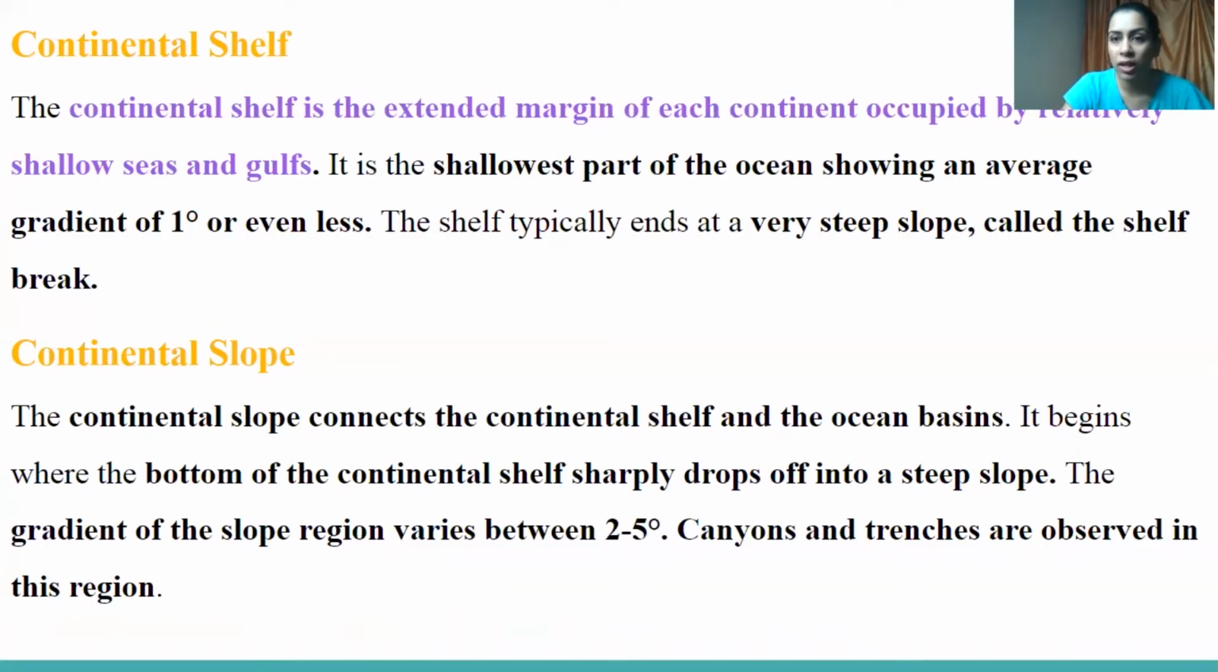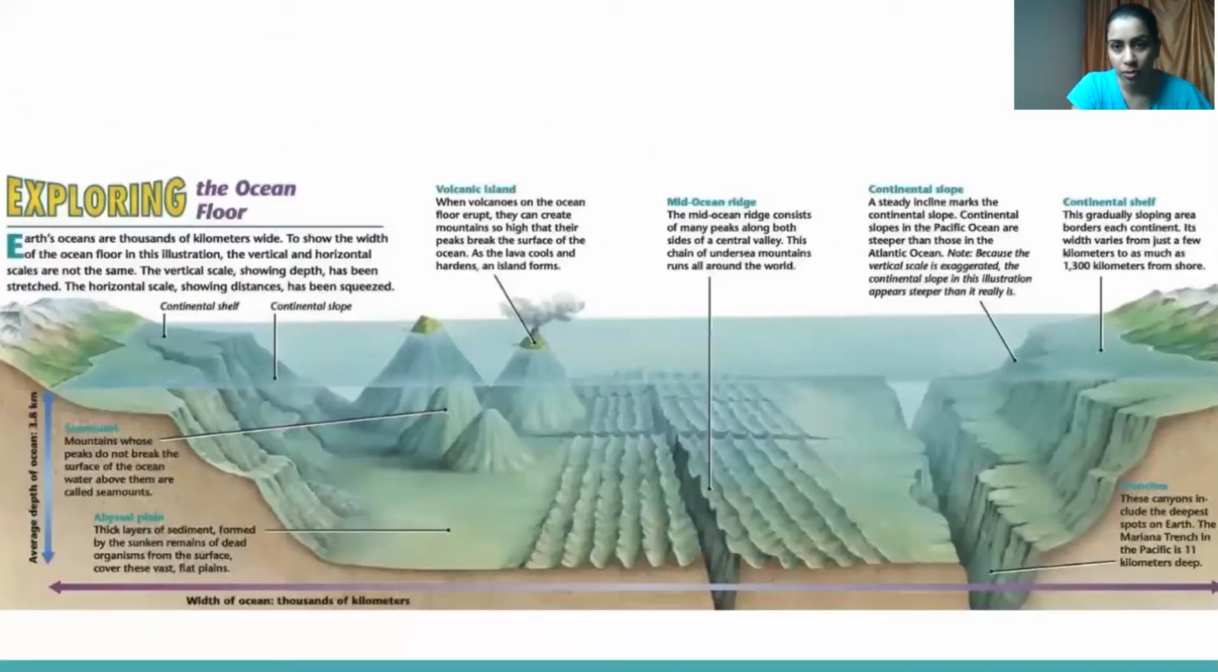The first is the continental shelf. What is the continental shelf? It is the extended margin of each continent occupied by relatively shallow seas and gulfs. It is the shallowest part of the ocean, showing an average gradient of 1 degree or less. The shelf typically ends at a very steep slope called the shelf break. So you can see in the picture what is a continental shelf.